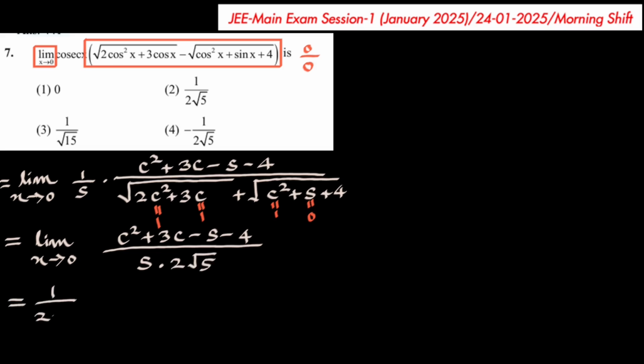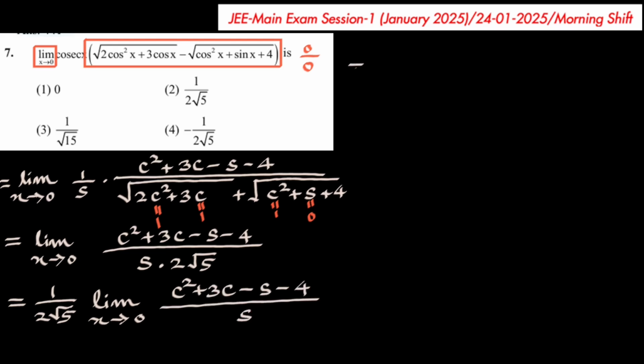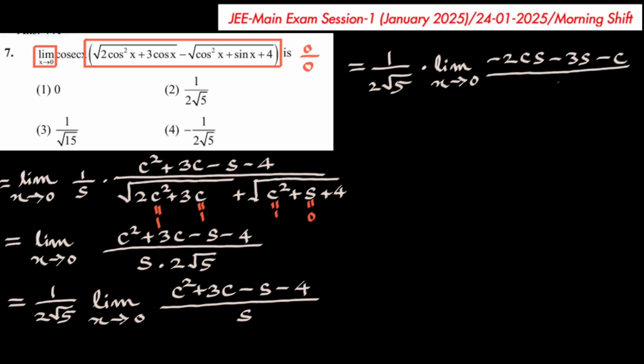This we write as 1 upon 2 root 5 times the limit as x tends to 0 of cos square x plus 3 cos x minus sin x minus 4 upon sin x. Here we will use L'Hopital's rule to evaluate this limit. So we write derivatives of numerator and denominator separately. Minus 2 cos x sin x minus 3 sin x minus cos x upon cos x, times 1 upon 2 root 5, as x tends to 0.